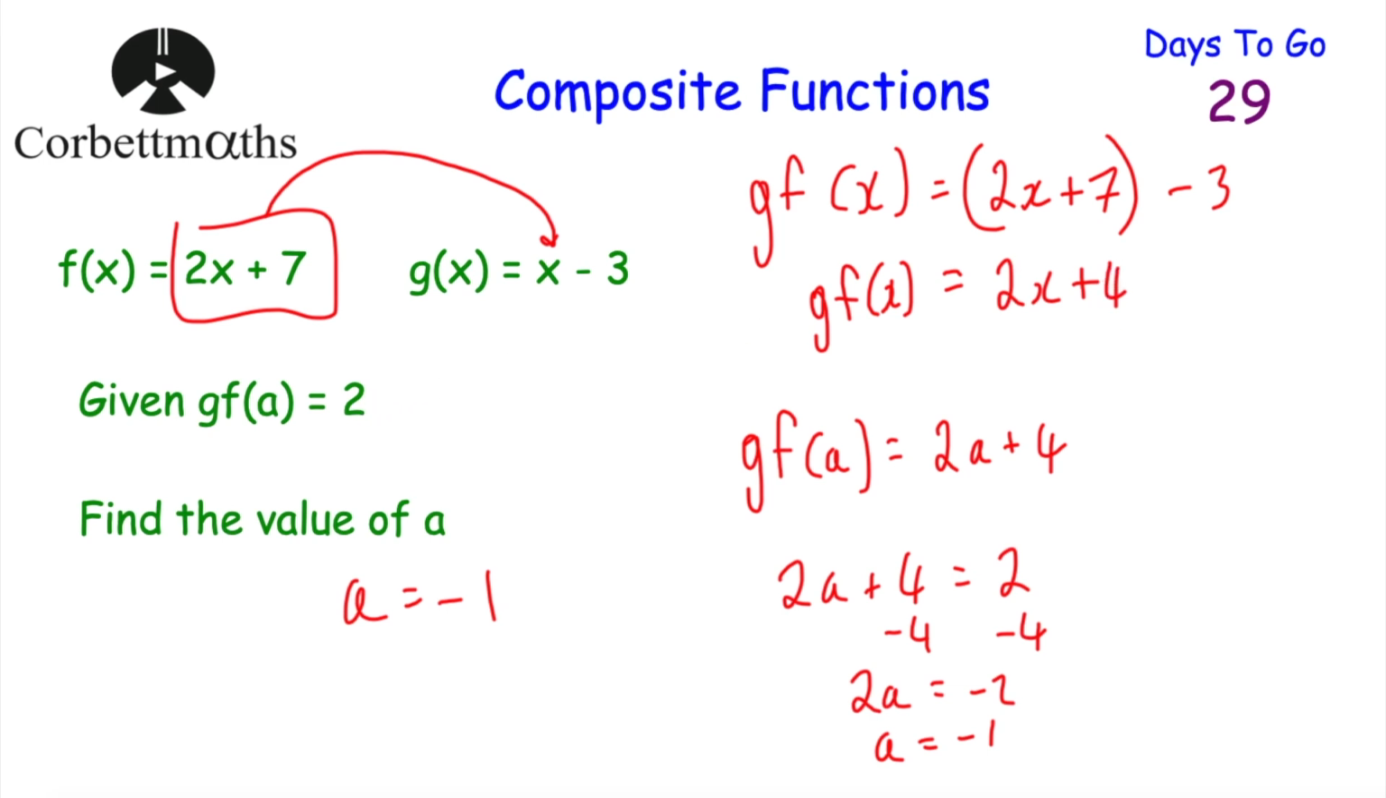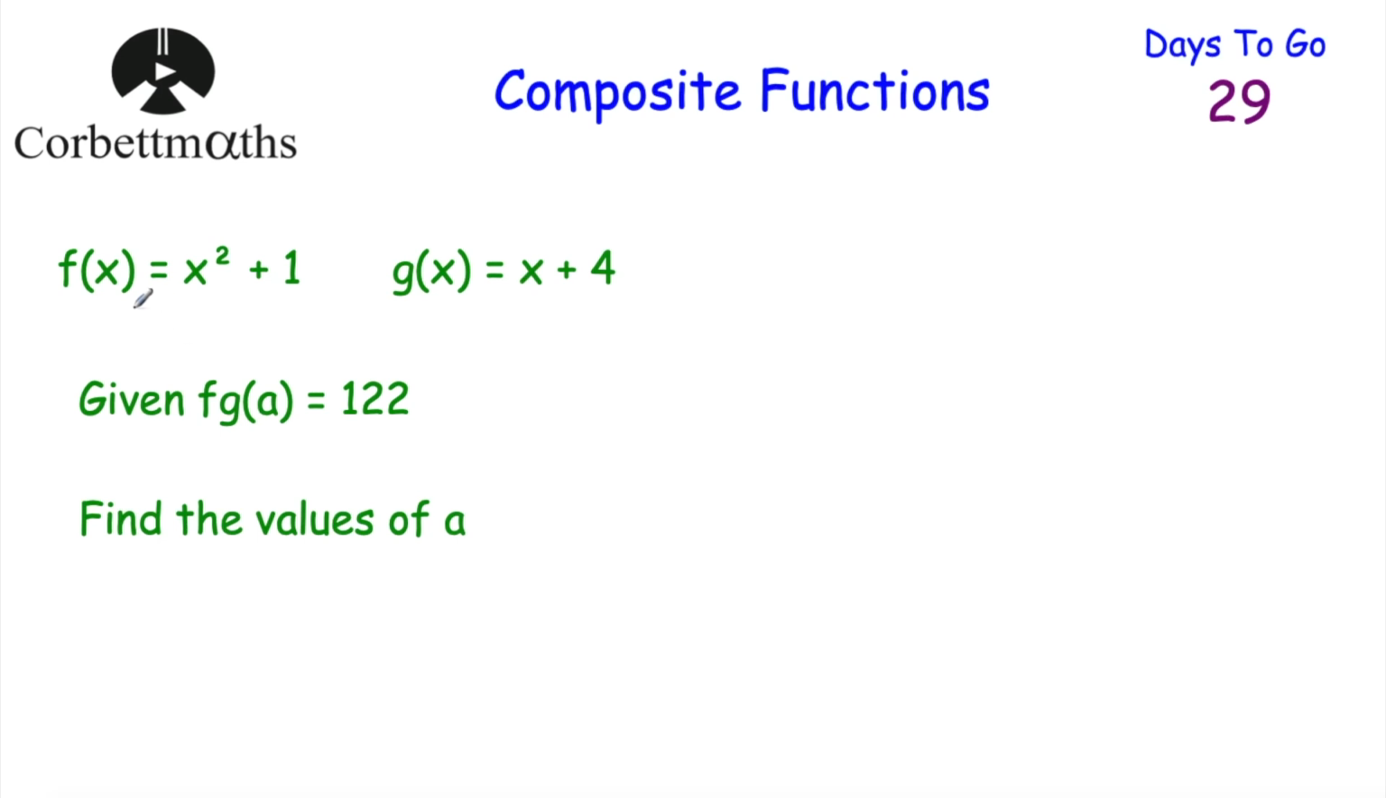Okay, let's have a look at our next question. It says f(x) equals x squared plus 1 and g(x) equals x plus 4. We've been told that fg(a) equals 122, and we've been asked to find the possible values for a. Obviously, with values, there's going to be more than one of them. So feel free to press pause now to try this question.